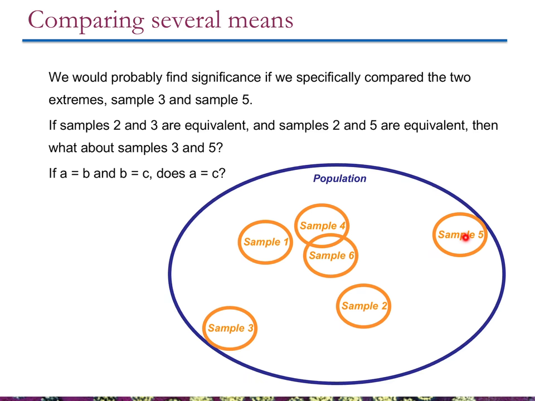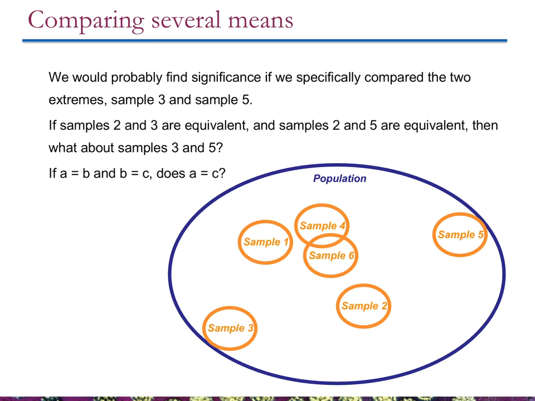So the question is, if sample 3 and sample 5 are significantly different, but sample 3 and sample 2 are not, and sample 2 and sample 5 are not, what is going on here with our inference that sample 3 and sample 5 are significantly different? To put it in more general terms, if A equals B and B equals C, does A equal C? If sample 3 equals sample 2 and sample 2 equals sample 5, does sample 3 equal sample 5? So this is one of the problems that we have to consider when we're looking at comparisons of more than two sample averages.